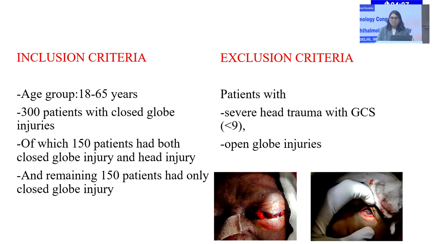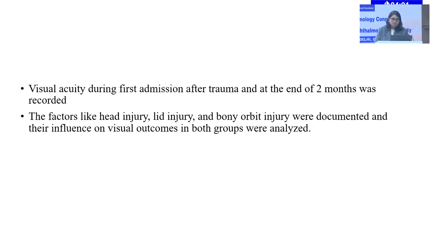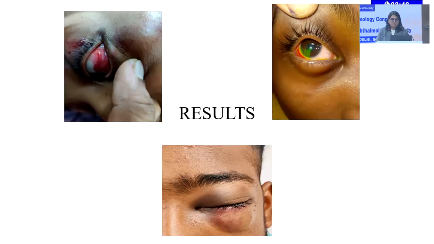Exclusion criteria: patients with severe head trauma with GCS less than 9 and open globe injuries were excluded from our study. The visual acuity during the first admission after trauma and at the end of 2 months was recorded. There were several concomitant factors like head injury, a lid injury and bony orbit fracture documented, and we analyzed whether they had an effect in the visual outcomes in both the groups.